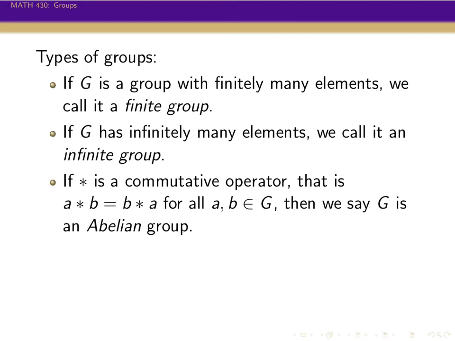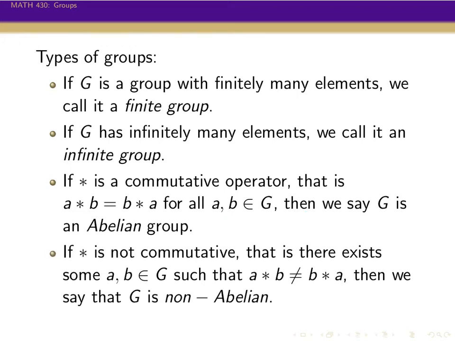And in this case, rather than using star to signify the operation, we're going to usually use addition if we're talking in general about an abelian group, because we're used to addition always being commutative. If you think about it, you can't think of any place where addition is not commutative.